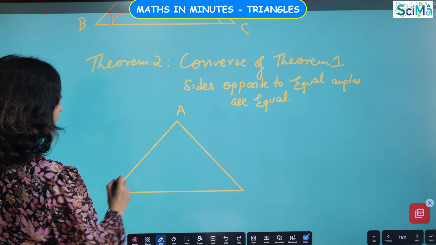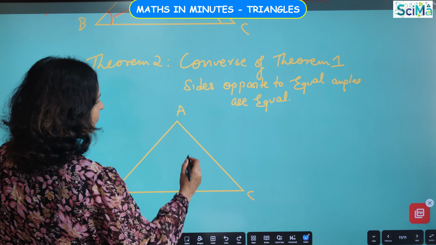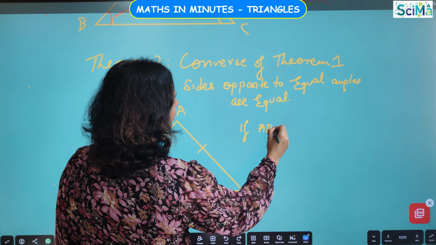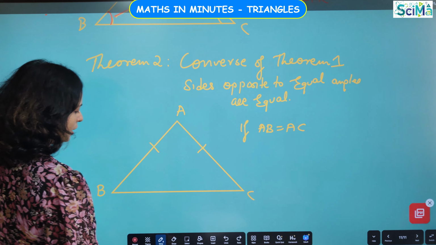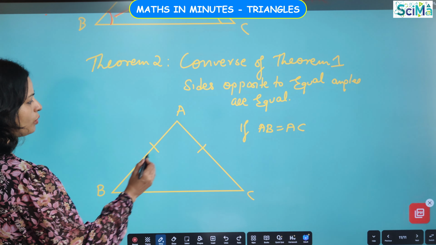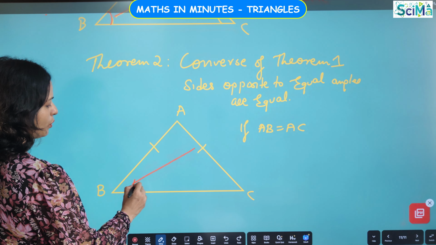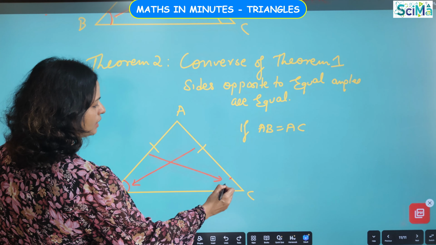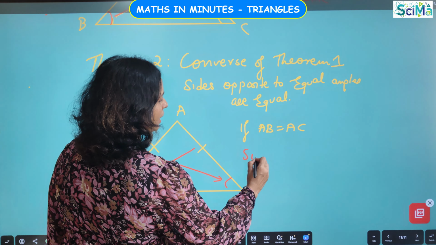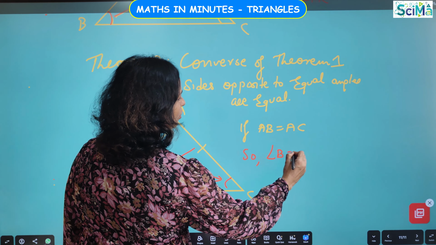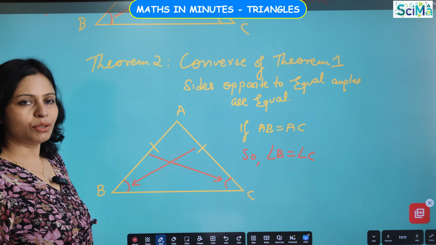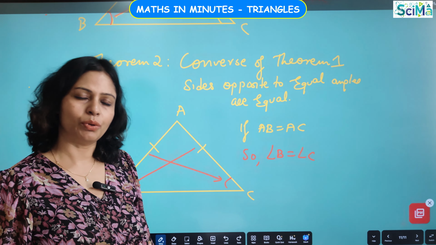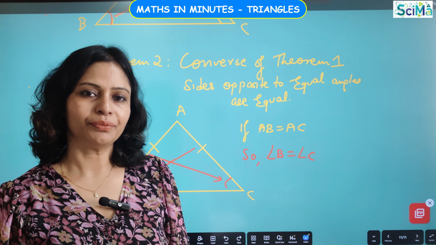So you have triangle ABC. If AB is equal to AC, then the angle which is opposite to these sides, angle opposite to AC is angle B and angle opposite to AB is angle C. So we can say that angle B is equal to angle C. That is theorem 2. The sides which are opposite to equal angles are always equal. Hope you understood the theorem.